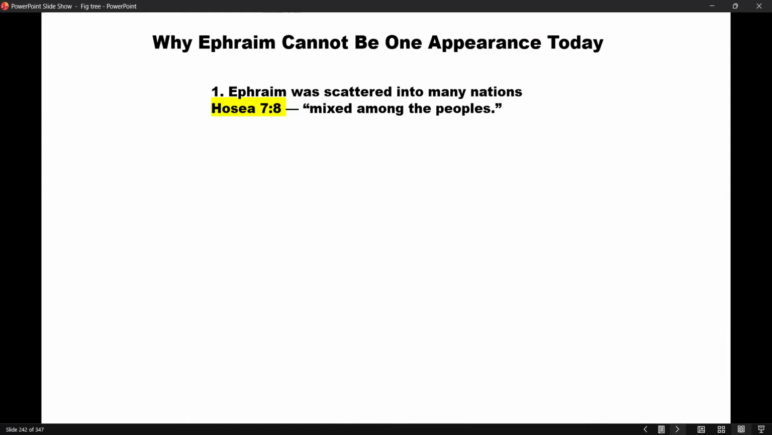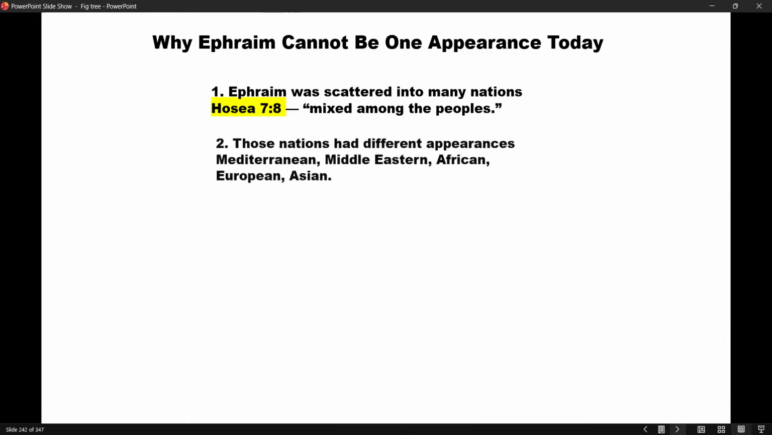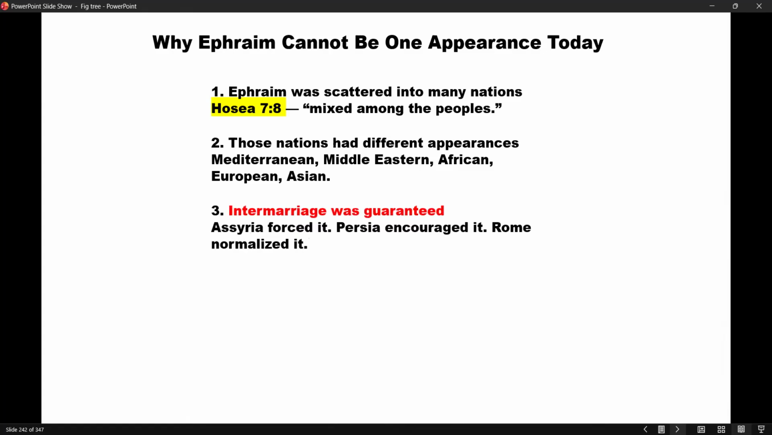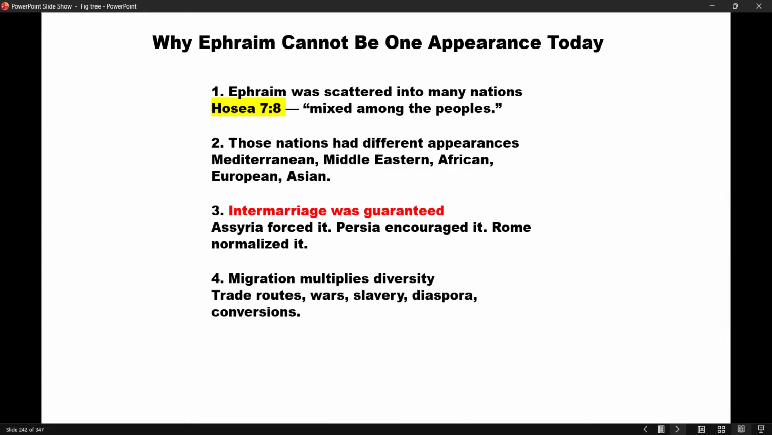Ephraim was scattered into many nations, Hosea 7 and 8, mixed among the peoples. Mixed means mixed up. Those nations had different appearances: Mediterranean, Middle Eastern, African, European, Asian. Intermarriage was guaranteed. Assyria forced it. Persia encouraged it. Rome normalized it. Migration multiplies diversity: trade routes, war, slavery, diaspora, dispersions and conversions.